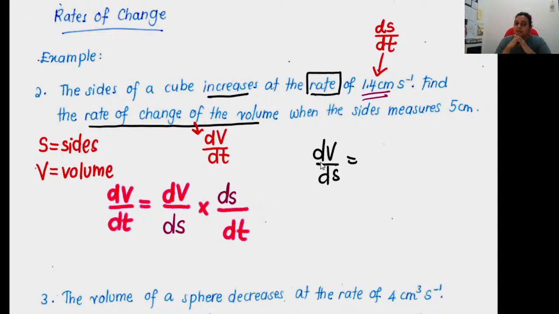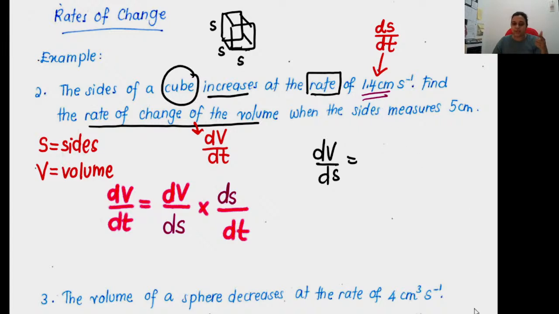Now, if you remember here, this is the volume of a cube, isn't it? What's the formula for the volume of a cube? If you want to find a cube, the sides are all the same. So the side is S, S, S. We write it as S.